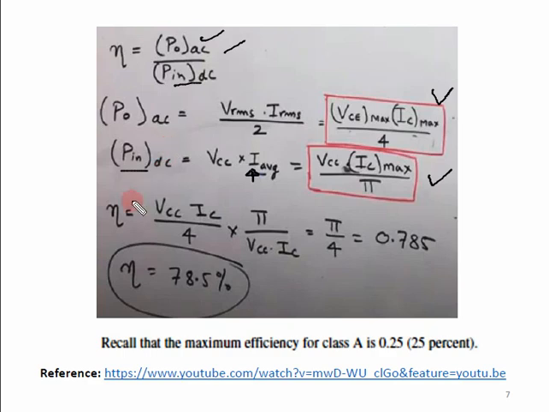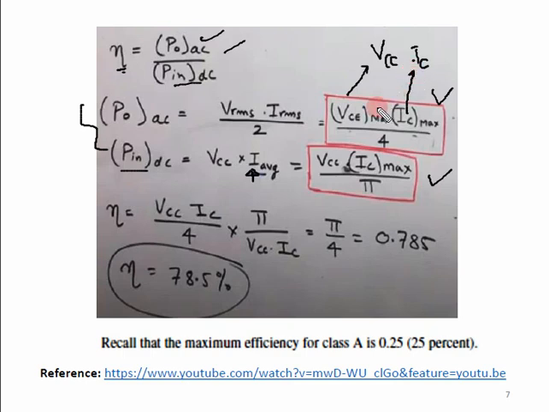Now you put these two values into this efficiency relation. So P naught AC, I can put over here. Now remember, what is the VCE maximum? If you see the figure of the AC load line characteristics, this VCE maximum can be VCC. It cannot exceed this VCC. What is the maximum value of IC? Maximum would be IC.